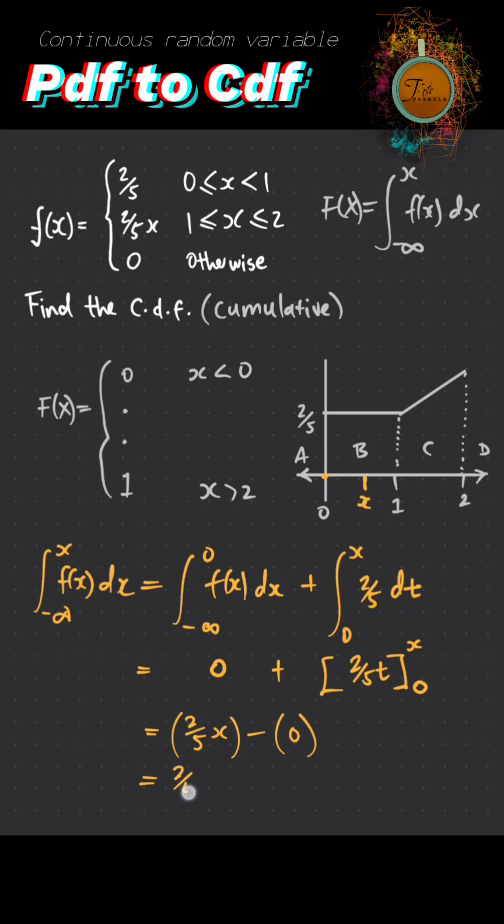And finally, we have 2/5 x. This is the cumulative function for section B. So if we ever wanted to find a cumulative value within that section from 0 to 1, we would substitute into this function down here, and that would allow us to bypass this integration stuff, put it straight in, and it will give us the correct value. So we can fill that out here. It's going to be 2/5 x, where x is between 0 and 1.